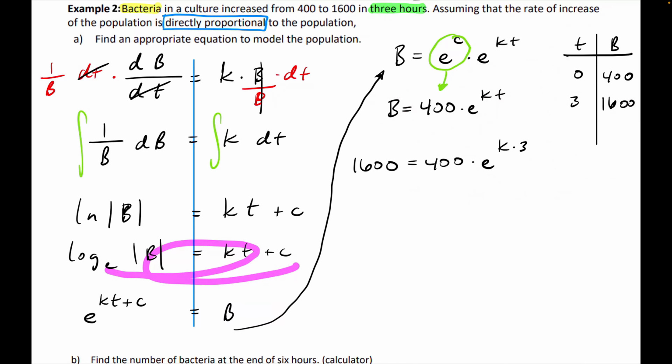And t is 3. So I have 1,600 equals 400 times e to the 3k. So in 3 hours, I should have 1,600 bacteria. That's what I plugged in. Now, I only got one variable. Okay, how can I solve for it?